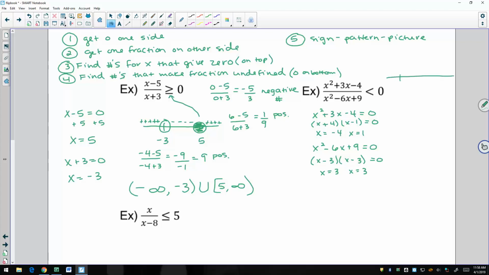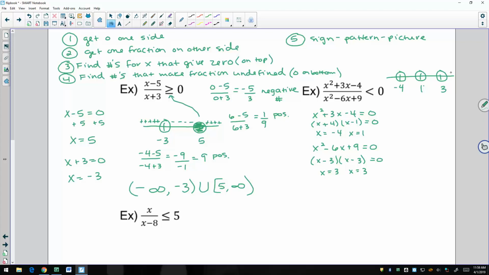You're going to have a dash at -4, at 1, and at 3. Now, the one that it can never be equal to is definitely 3, because that's what makes the bottom undefined. But you'll notice in this particular equation, it can't be equal to 0 either. So therefore, they're all open circles this time. Now you just have to check. I want it to be less than 0. So I ultimately want the intervals that give me negative numbers.